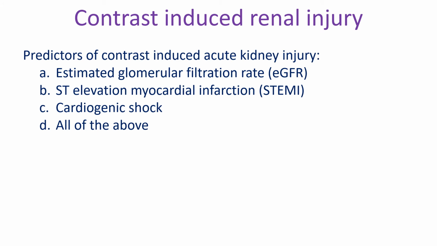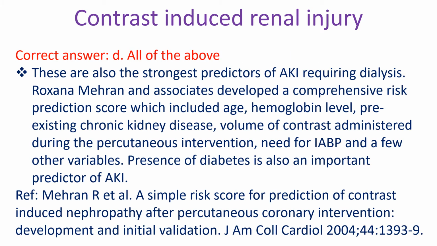Predictors of contrast-induced acute kidney injury. A. Estimated glomerular filtration rate. B. ST elevation myocardial infarction. C. Cardiogenic shock. D. All of the above. Correct answer D. All of the above. These are also the strongest predictors of AKI requiring dialysis.